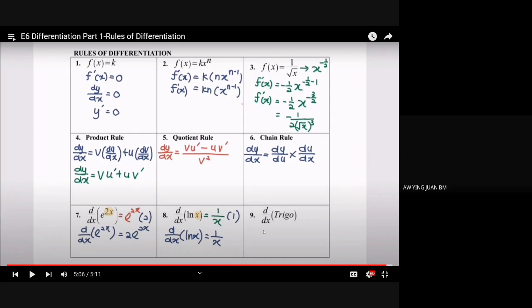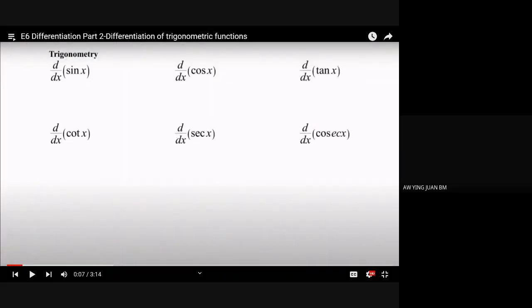Seterusnya kita akan bincang trigo. Ada 6 jenis trigo asas yang kita boleh differentiate. So mari kita tengok contoh. So ini adalah asas kepada differentiation untuk trigo. Ada 6 asas.